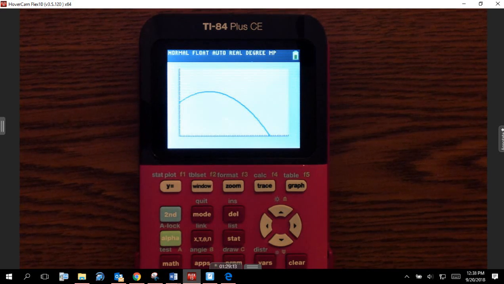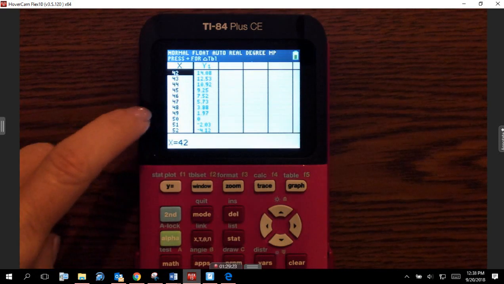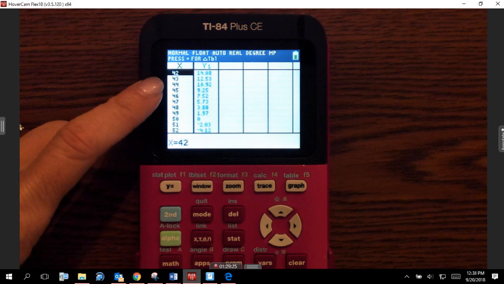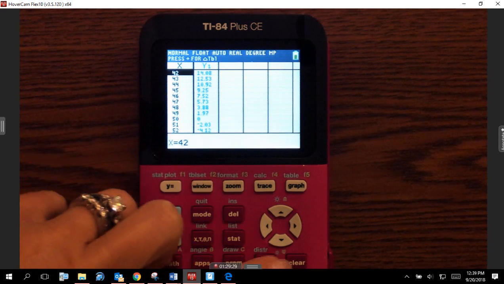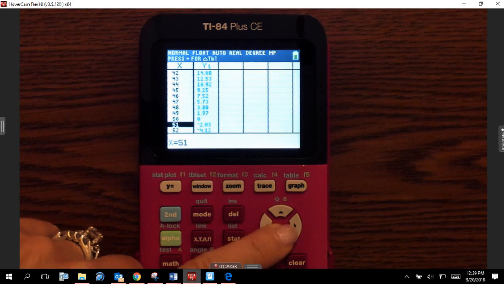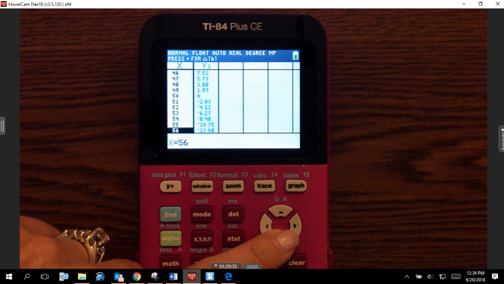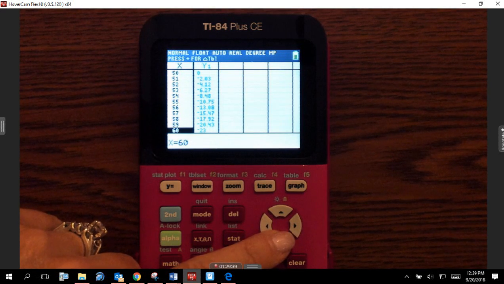Then you need to graph for table and stuff. All right, now I want you to go back to your table, and what I want you to do is find what is the y value when x ends up being 60. So I'm adding 10 more feet on to the 50. So find the value of y when x is 60.